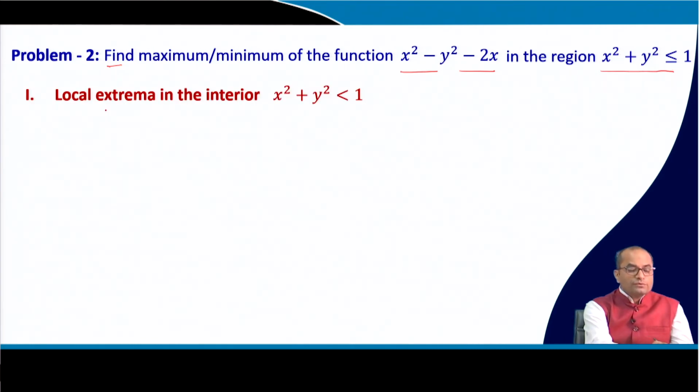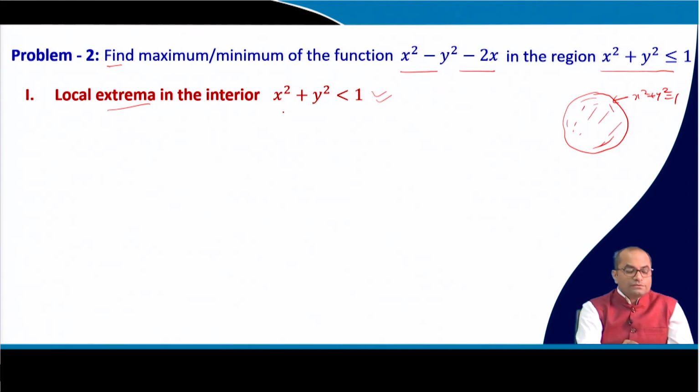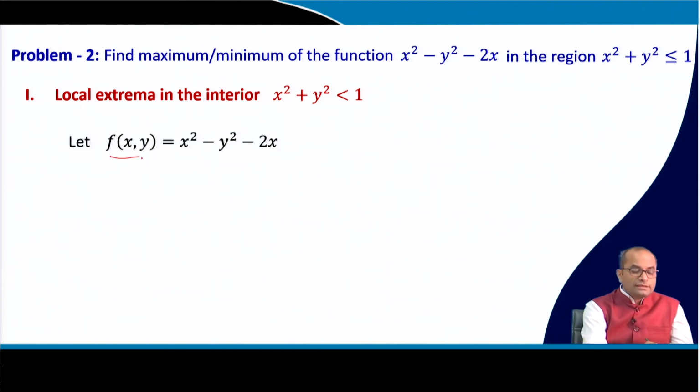So, first we have to look for the local extrema in the interior, x square plus y square less than 1, in this region, because there are the boundaries. Here one boundary is x square plus y square is equal to 1, and we have this interior, the disk. So, what we have to look for? First we have to look for the critical points of this function and see whether it lies inside this domain.